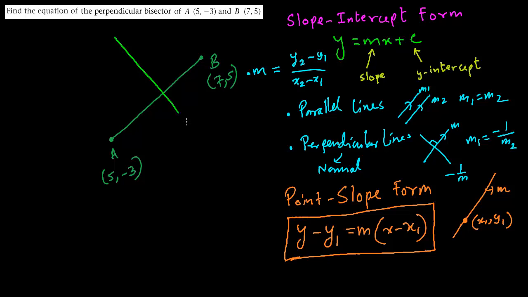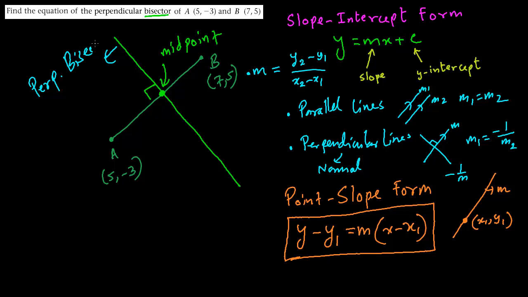That means we have to find the equation of a line which is perpendicular to AB. Not only that, it is the bisector of AB. Bisector means midpoint. That means it passes through the midpoint of AB. So remember, the perpendicular bisector of AB is a completely different line from AB. So this is the perpendicular bisector of AB.